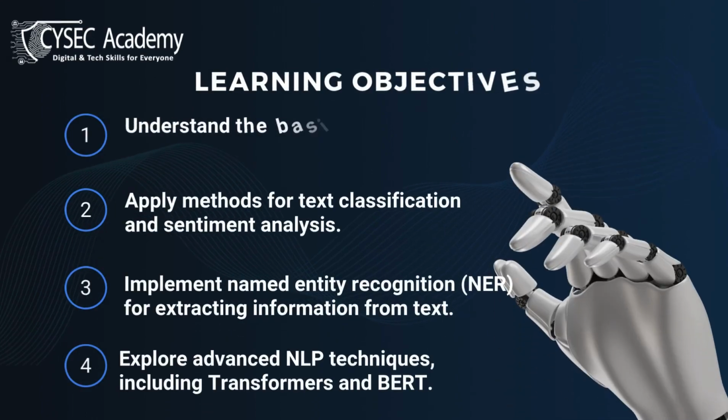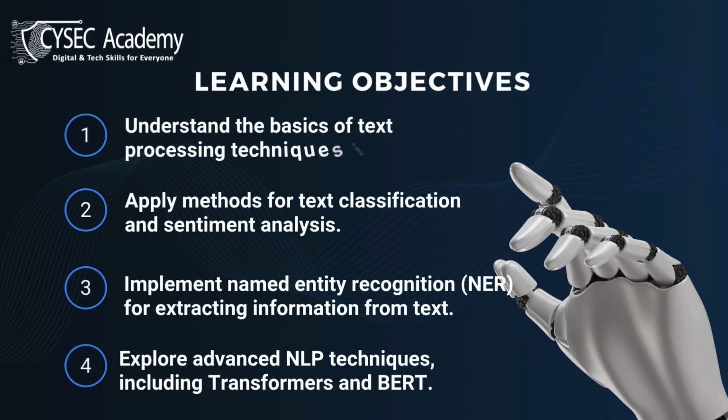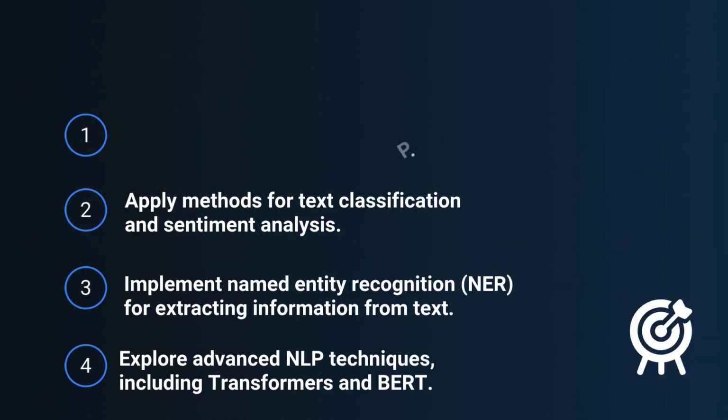Learning objectives. By the end of this module, you will be able to: 1. Understand the basics of text processing techniques in NLP. 2. Apply methods for text classification and sentiment analysis. 3. Implement named entity recognition, NER, for extracting information from text. 4. Explore advanced NLP techniques, including transformers and BERT.